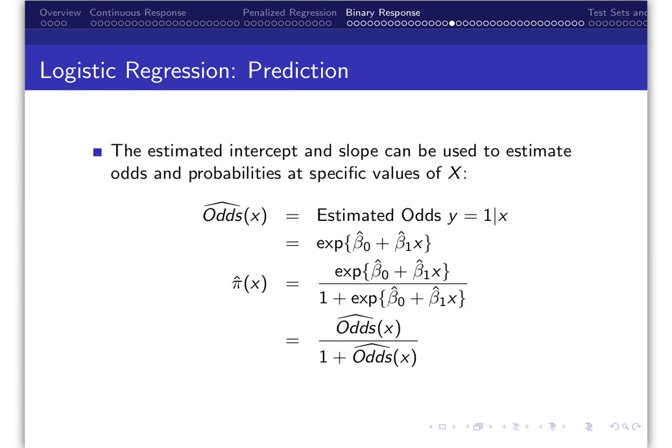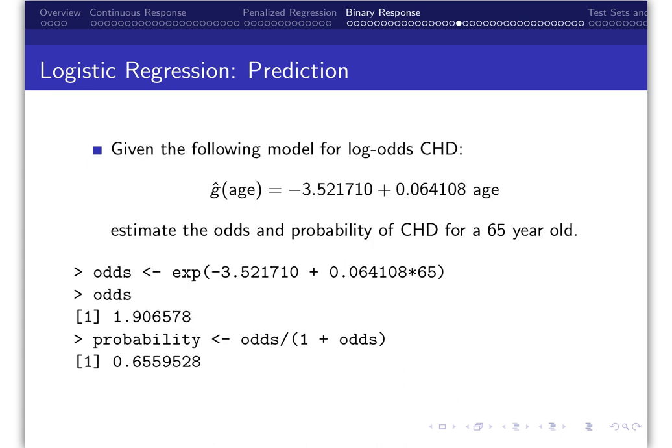We may want to predict the probability of CHD at a specific value of x. Given our fitted model, we can plug in our coefficient estimates to estimate the odds as well as the probability using these equations. Given the estimated model for the log odds of CHD, suppose we want to estimate the odds and probability of CHD for someone who is 65 years old. We substitute 65 into our linear equation and exponentiate to get the odds. Then plugging into the logistic formula, we get the probability of CHD for a 65-year-old.